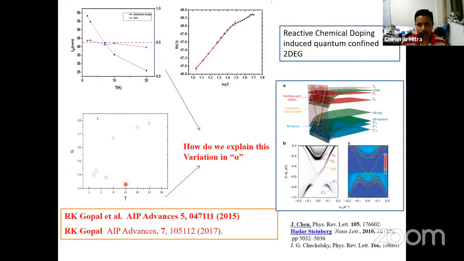So if I plot these two here, for the two different scenarios, in one case I have seen that the alpha, which is basically the bulk insulating sample, on the right hand side is alpha, left hand side is phase coordinates length, alpha remains more or less similar. However, in this case, we see that it varies with temperature. This is for the metallic sample. So how do we explain this variation in alpha?